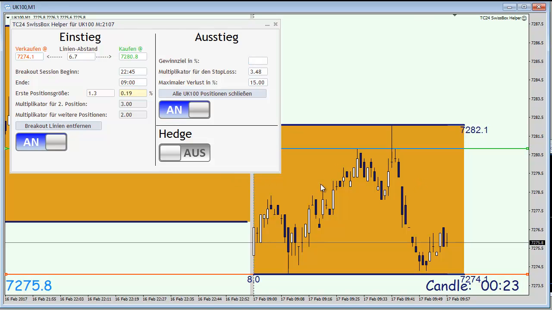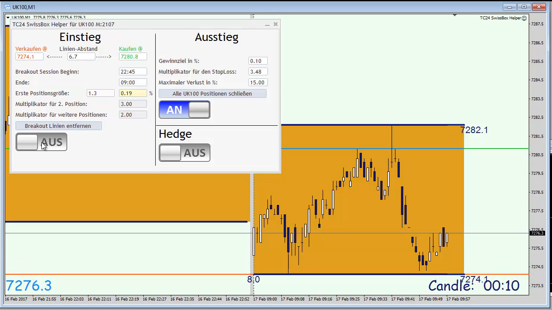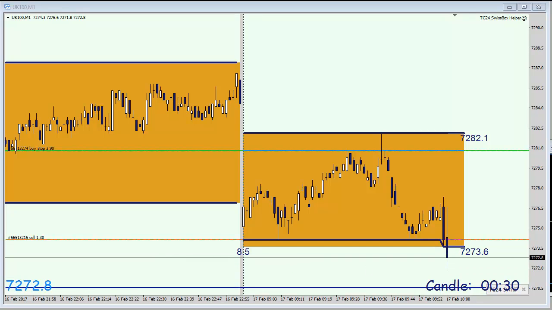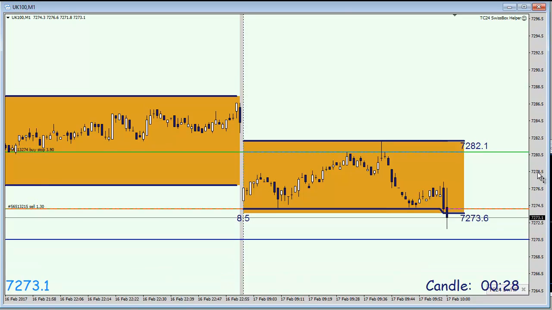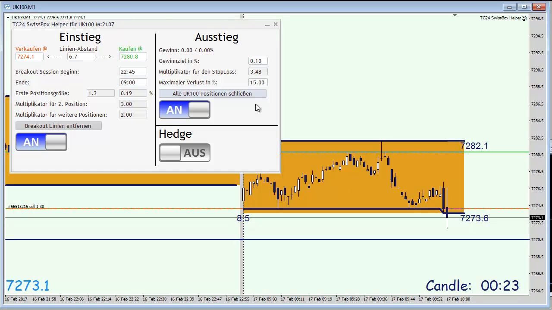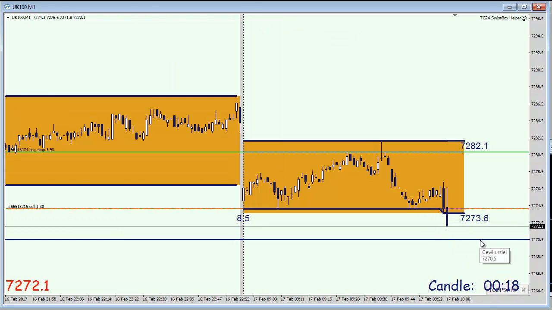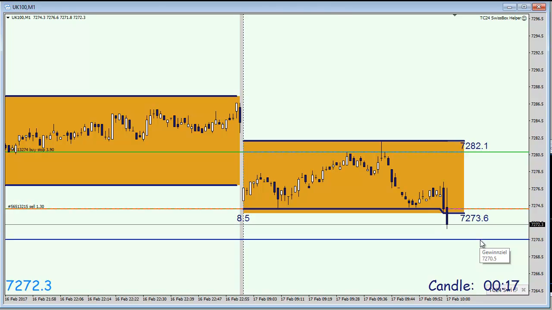All right, so that's done. I'm going to activate my orders, and I'll be back in 3 minutes at 9 a.m. CET once the market has opened. All right, so 9 a.m. CET, and we are short in our first trade. You can see here nicely that our pending order has been triggered. By the way, I minimized my SwissBox. And our take profit is here on the short side at a level of 7,270 points.